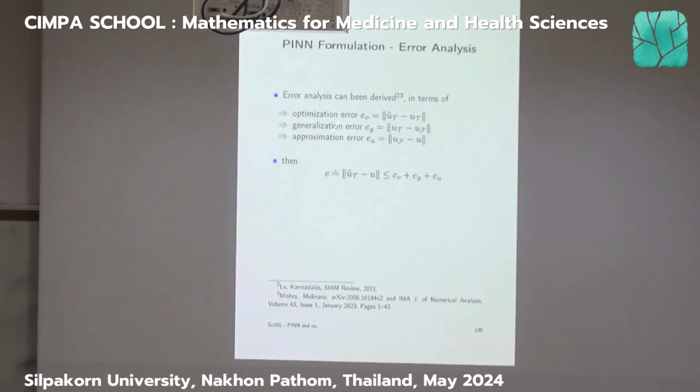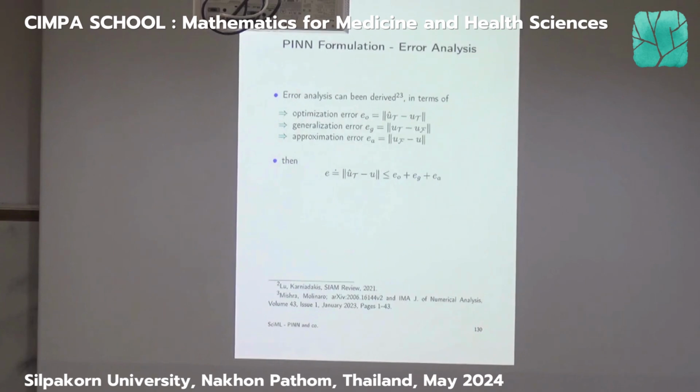So one can decompose the errors. There's a couple of papers here that I recommend if you want to read. They were on arXiv in 2023. It's possible now they're published. They wanted to be published in 2023, and subsequently there have been a few more papers by Mishra and Molinaro, the two researchers at ETH Zurich, which is a very good university in Zurich in Switzerland. They said that you can bound the error via the sum of three errors, which are called the optimization error, generalization error, and approximation error.